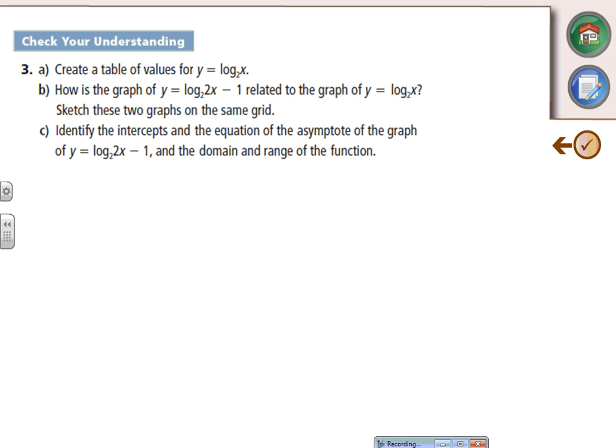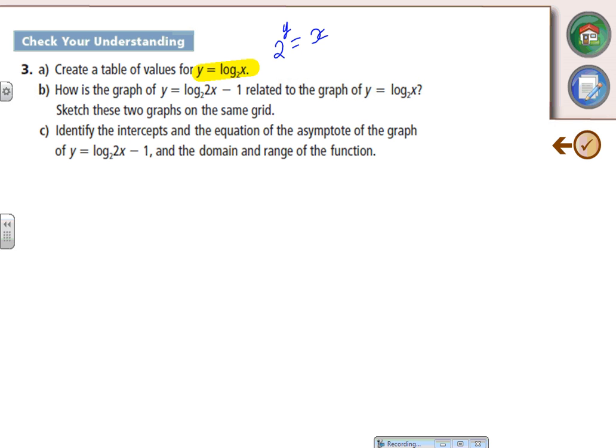All right, let's try ours out here now. We're going to create a table of values for this original graph, log base 2 of x. Easiest way to do it, not the only way, but you could change it to exponential form: 2 to the y equals x. So let's choose some y values and see what x value comes with them.